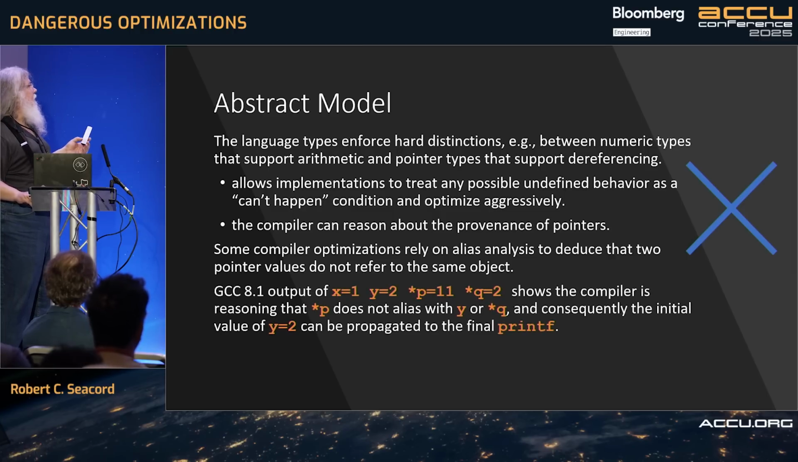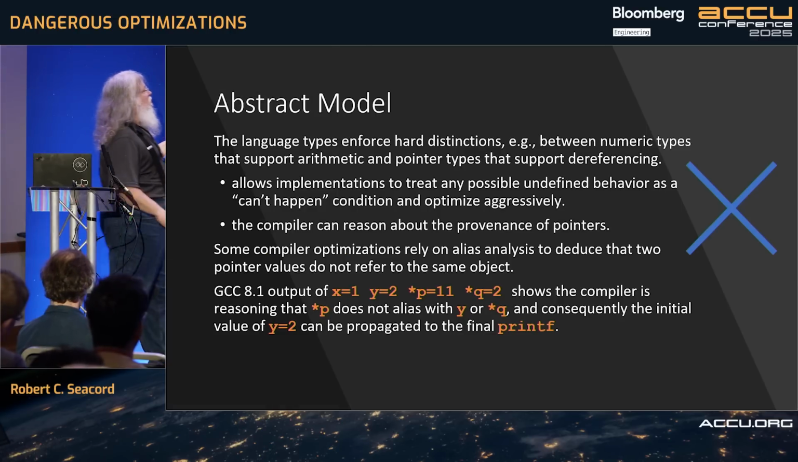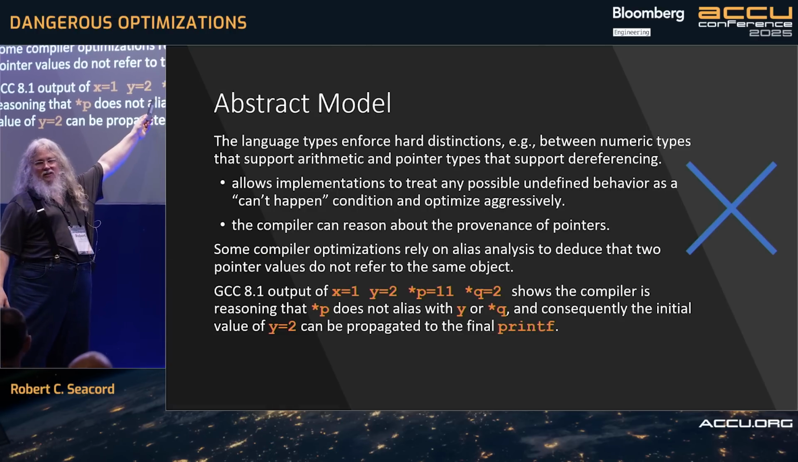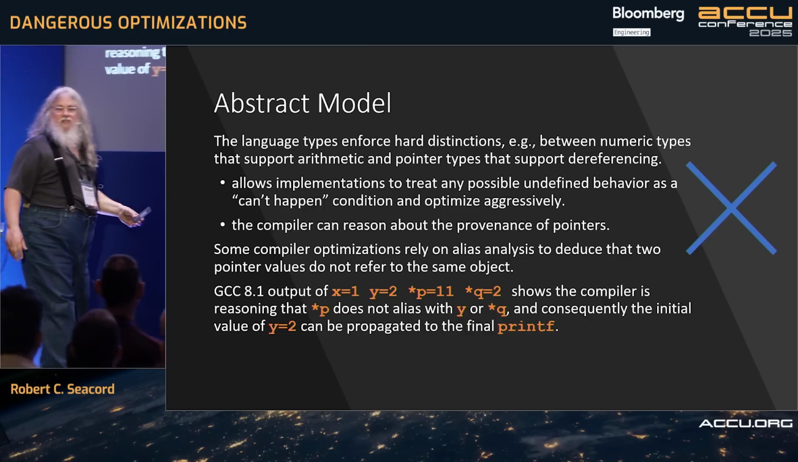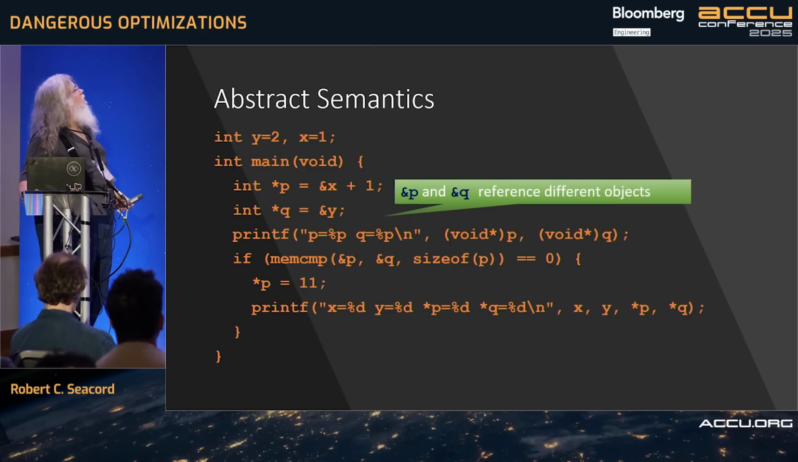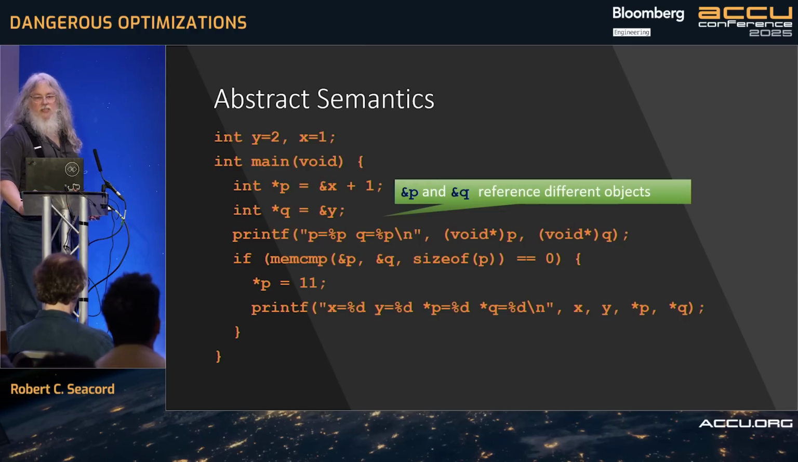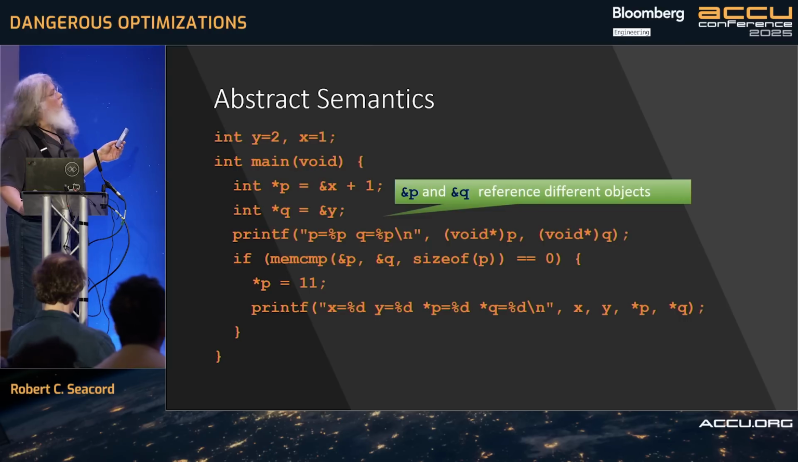So GCC uses this abstract model, and you can see that it produces a very different result here because of it, in which writing through P only changes what P points to. It doesn't change anything else, right? So the way you interpret this model is you have P, which points to the X object. It doesn't point to a great place in the X object, but it's still pointing to the X object. And you have Q that's pointing to the Y object.